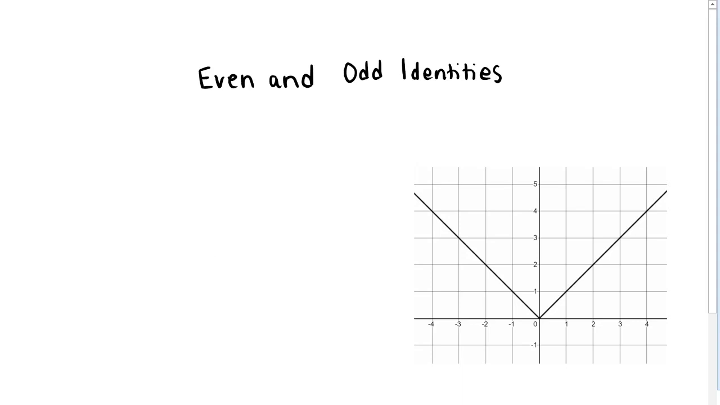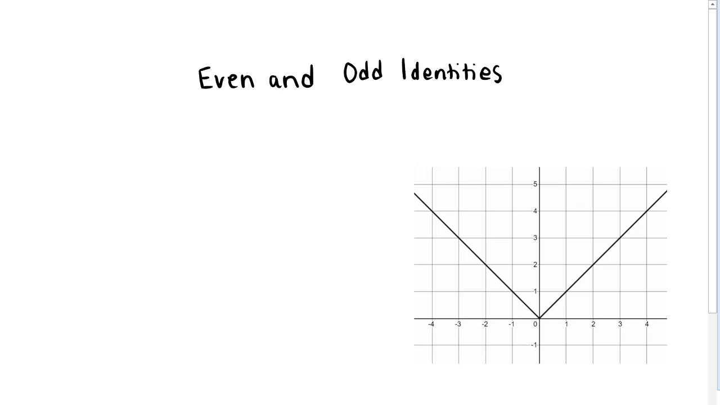Hey everyone. So in this video, I'd like to talk about the even and odd identities for sine and cosine. And before I even bring up sine and cosine, let me define what it means for a function to be even or odd. Let's start with even.